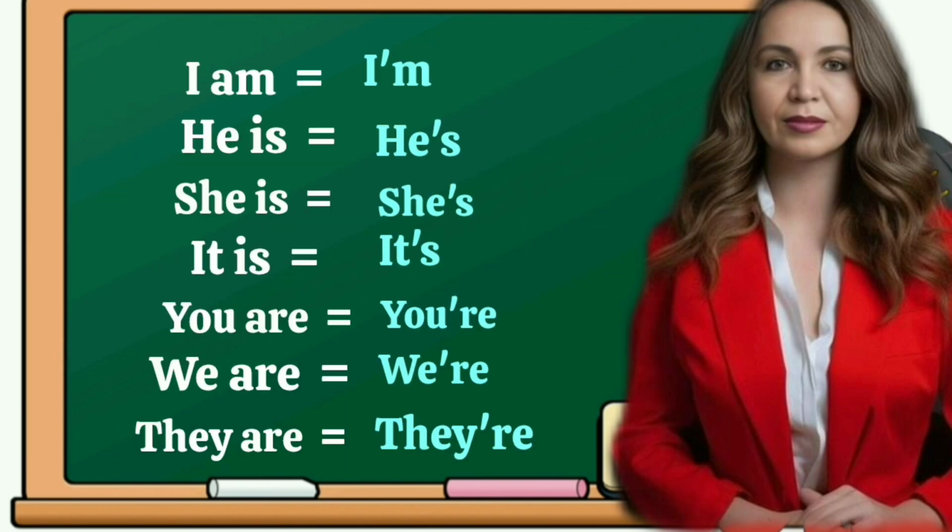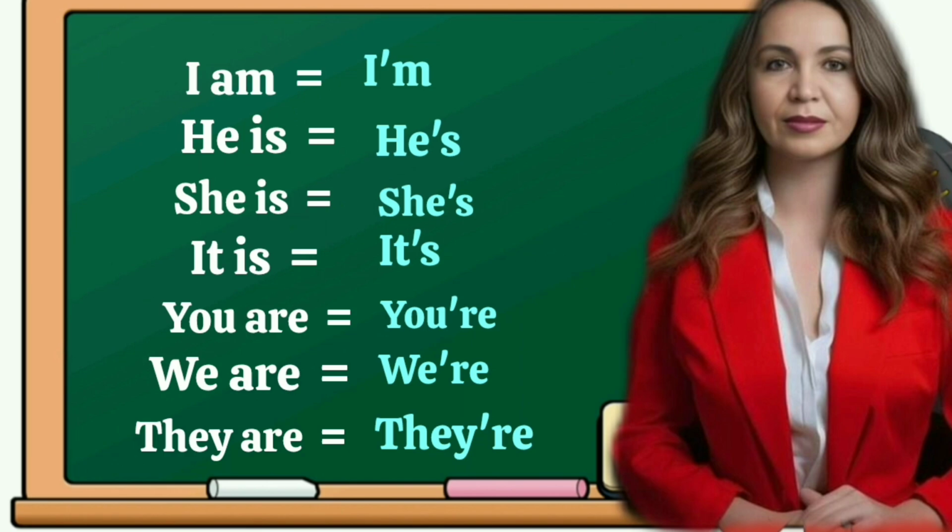Let us have a look. I am a teacher. The contraction of I am is I'm, and the contraction is the faster and quicker way to say the be verbs. So the first one is I am, and the contraction, the quick way to say it, is I'm.